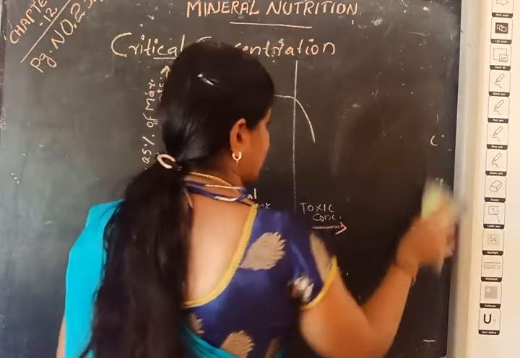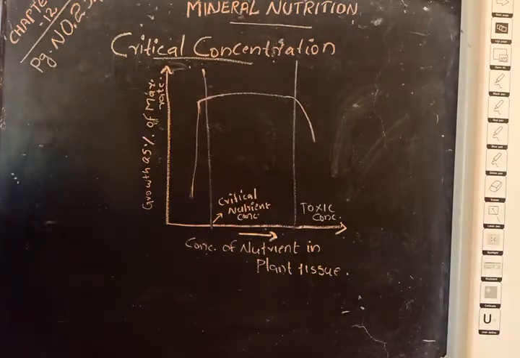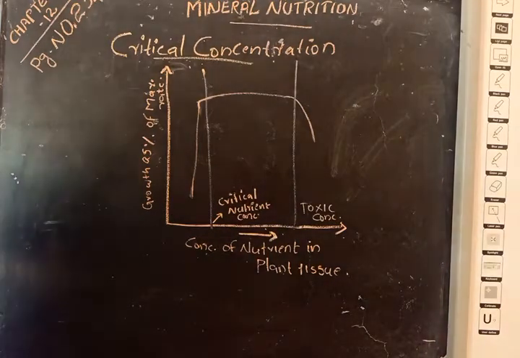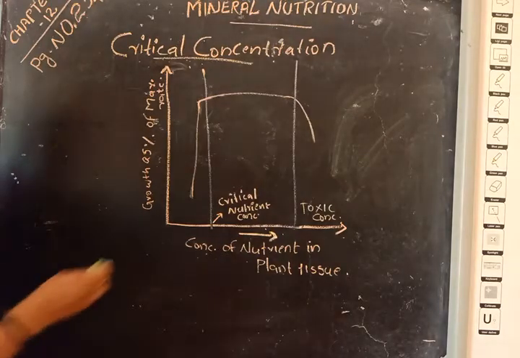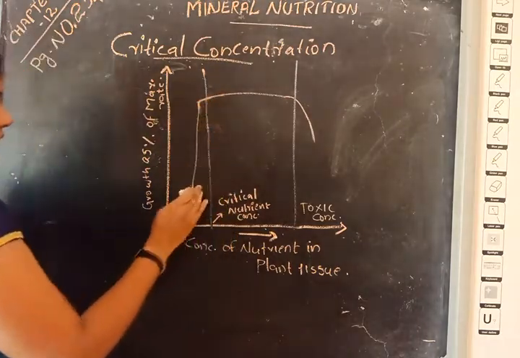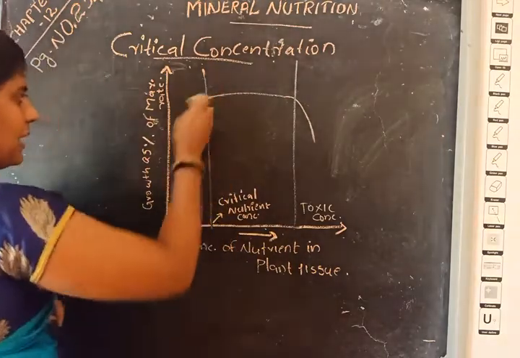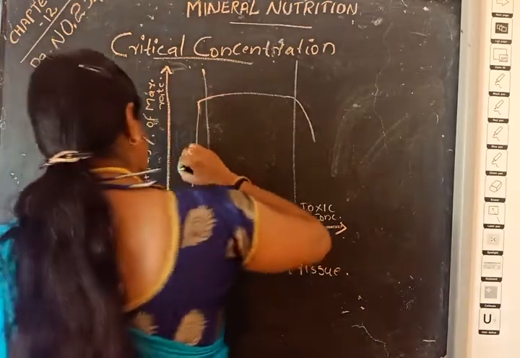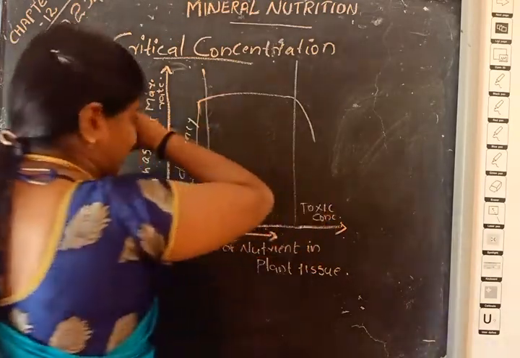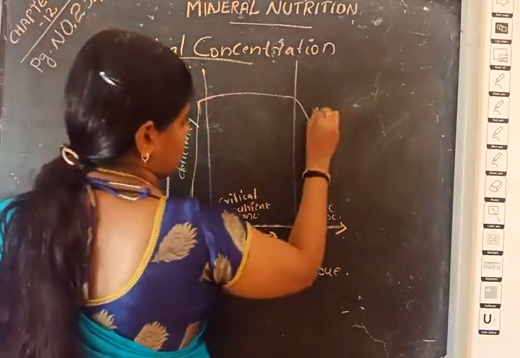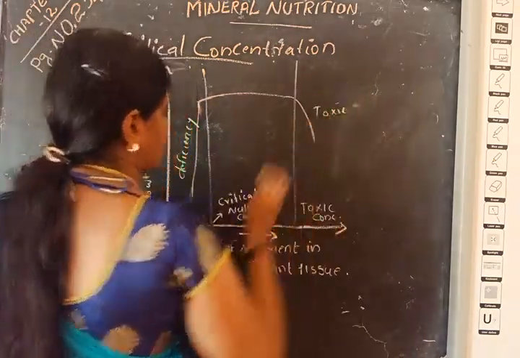So here is the graph of critical concentration. We are plotting the concentration of nutrient in plant tissues versus growth as a percentage of maximum range. The mineral nutrients lower than the normal concentration show deficiency symptoms, whereas higher than the normal concentration, it becomes toxic.